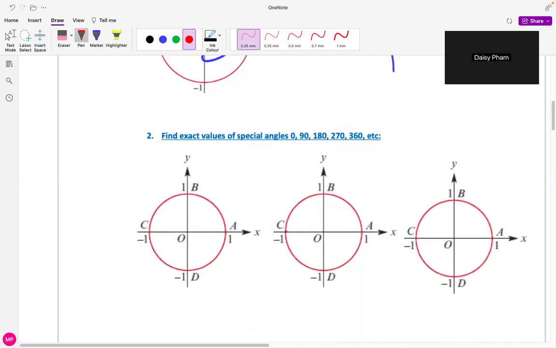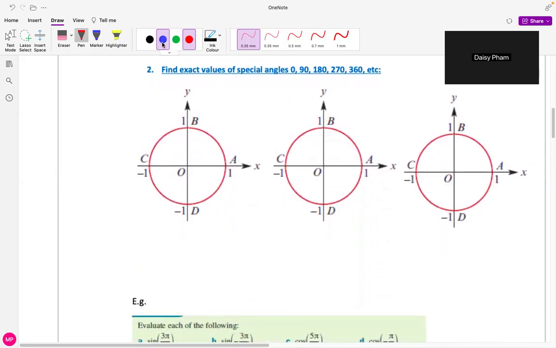All right. Now we're going to learn how to find the exact values of the special angles 0, 90, 180, and so on. So let's say I want to find what is sine of 90 degrees. 90 degrees is that much, right? So that's 90 degrees. Now sine is the y value, and you can see how long that is. And they tell you it's a unit circle, so of course the y value equals 1.